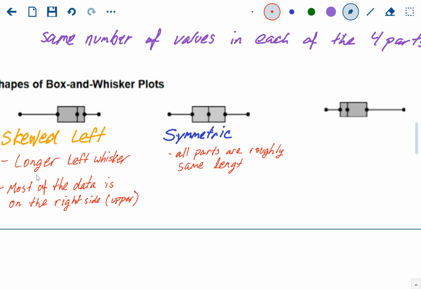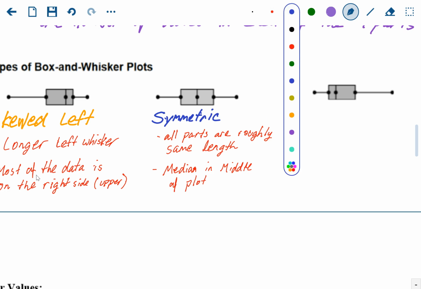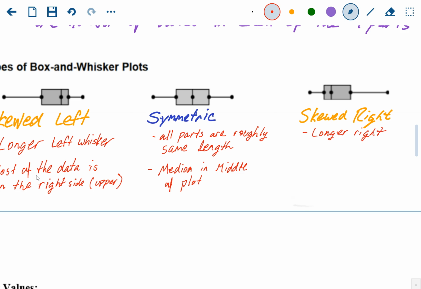Now, very rarely you'll see it perfectly symmetric, but again, it'll be obvious if it's skewed left or symmetric. It also means that your median is in the middle, halfway between the min and the max. Whereas if you notice in skewed left and in this one skewed right, the median is not in the exact middle.